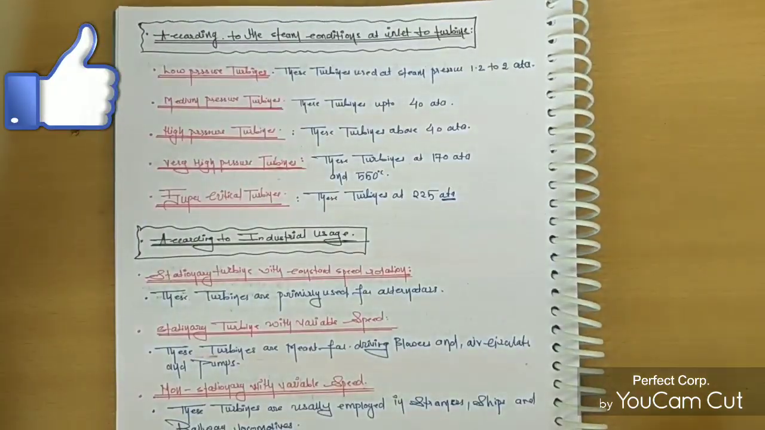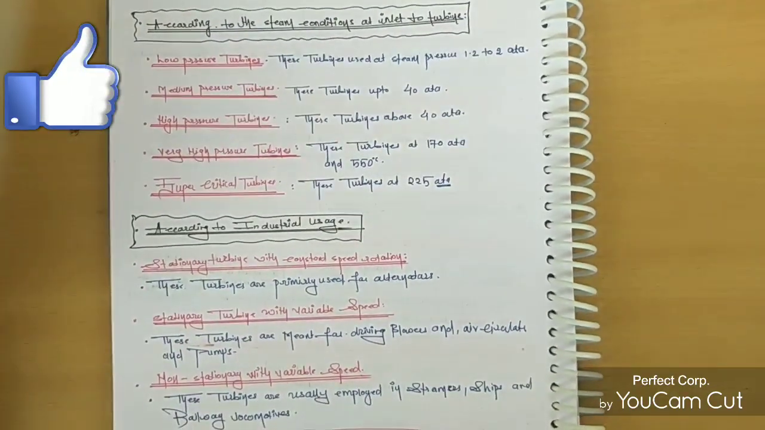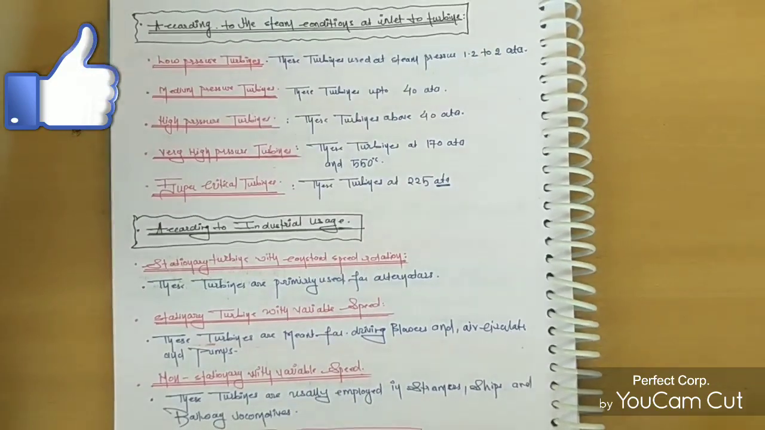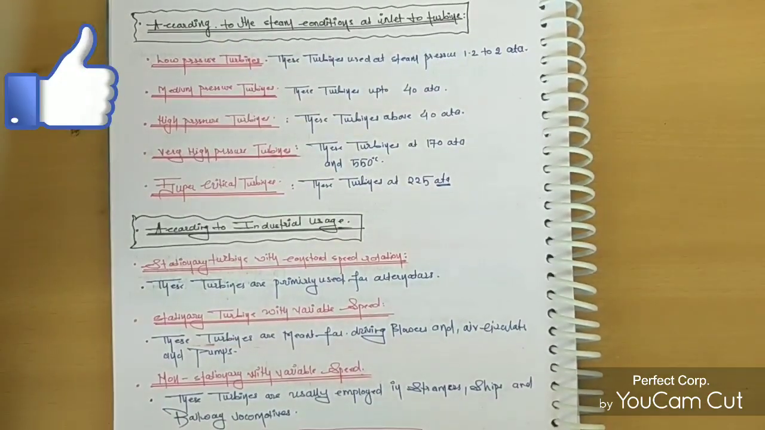Okay, so after that, another aspect is according to industrial usage. This is also categorized in 3 types: stationary turbine with constant speed variation, stationary turbine with variable speed, and non-stationary turbine with variable speed. So these turbines are primarily used for alternators.